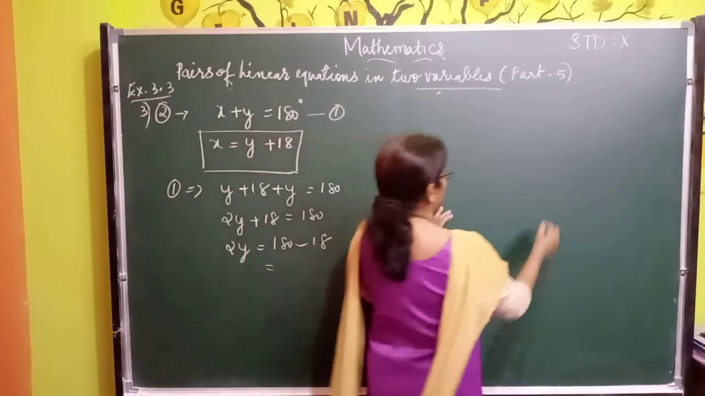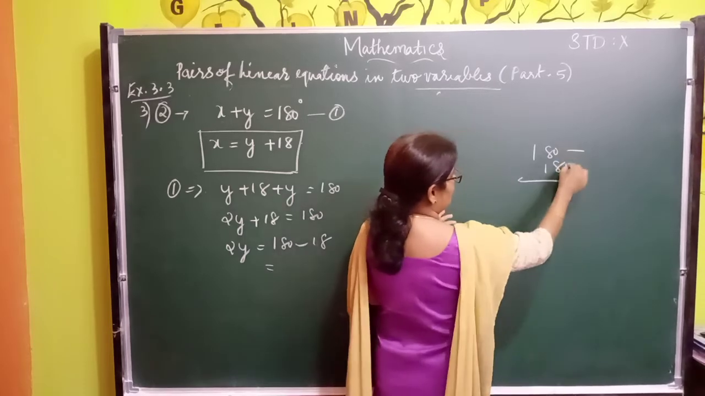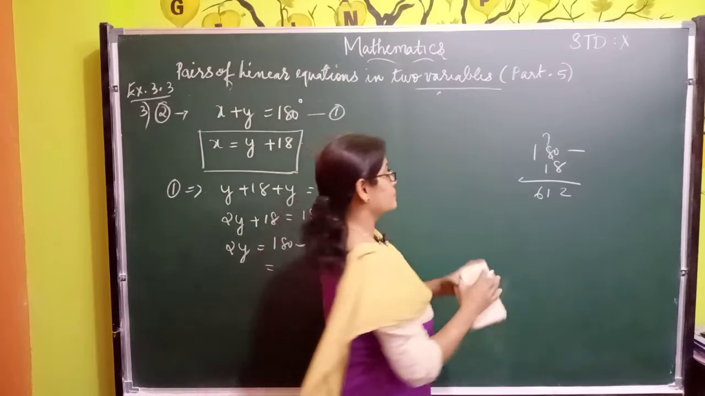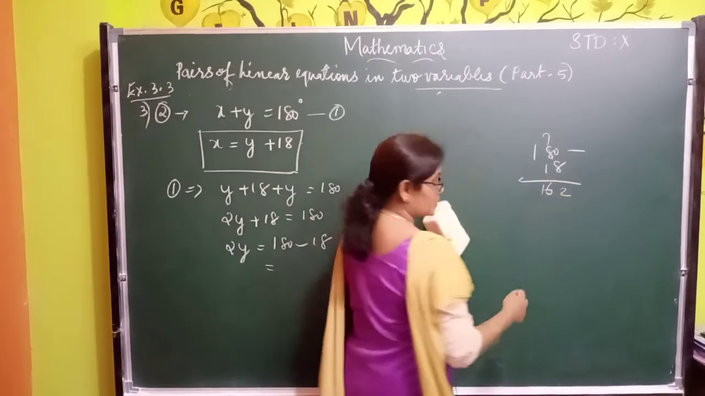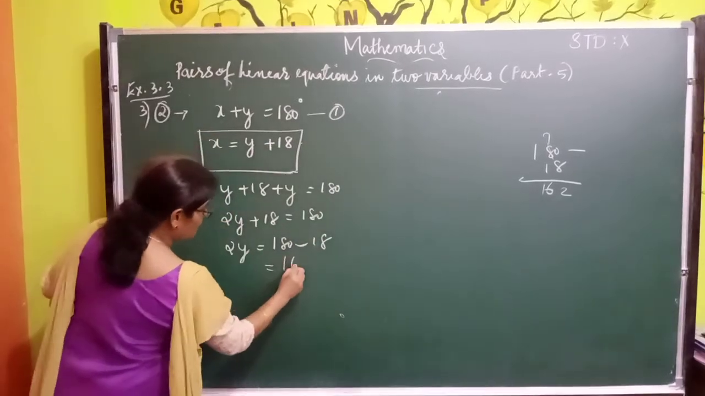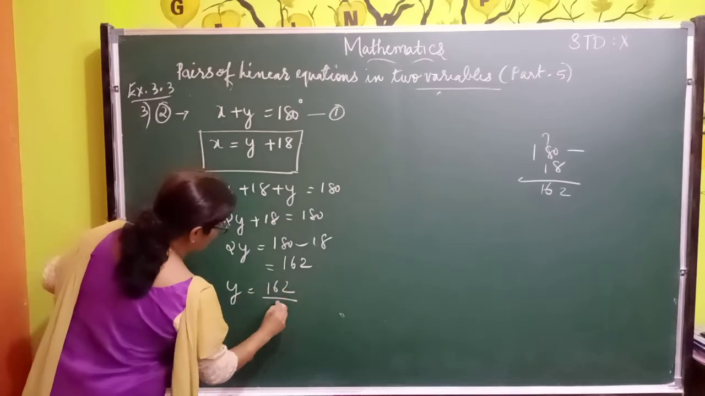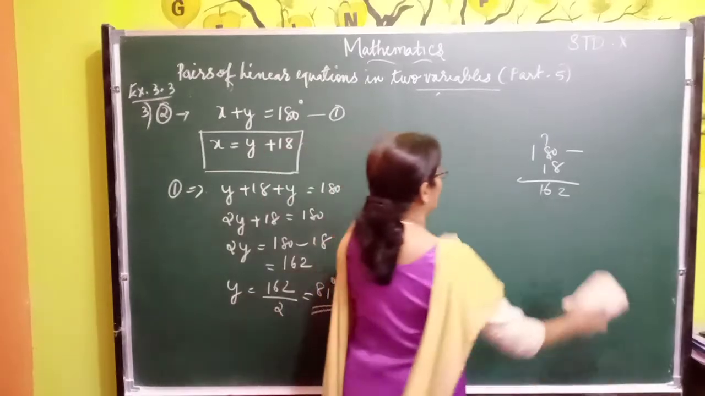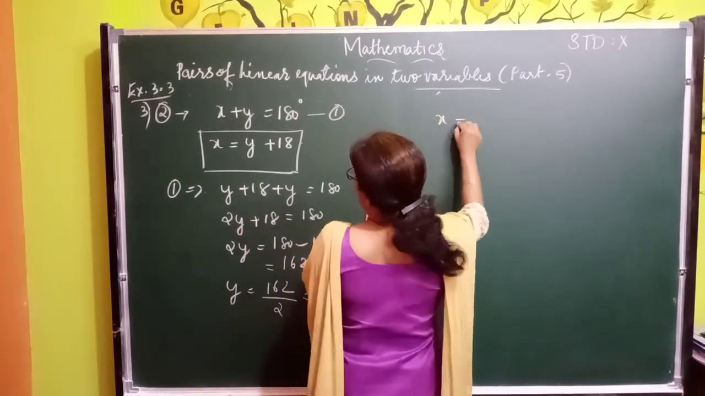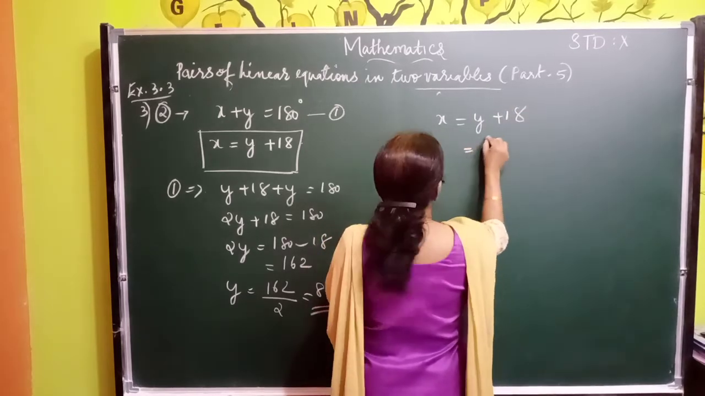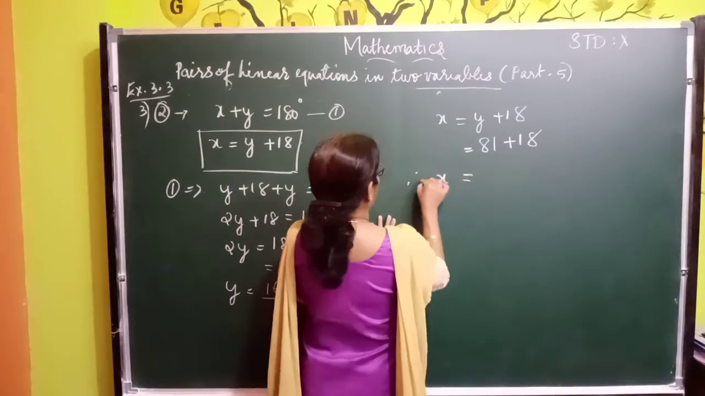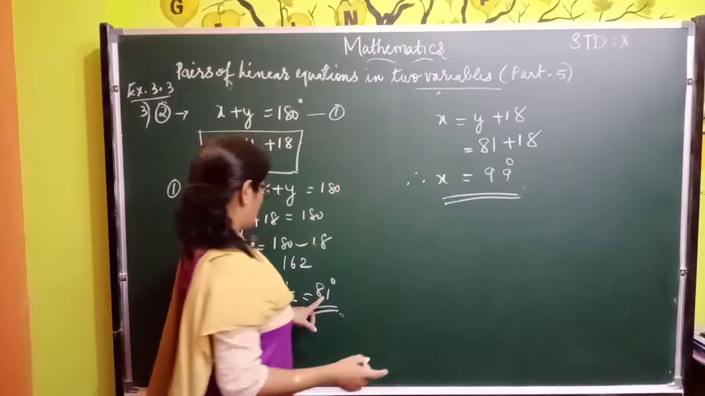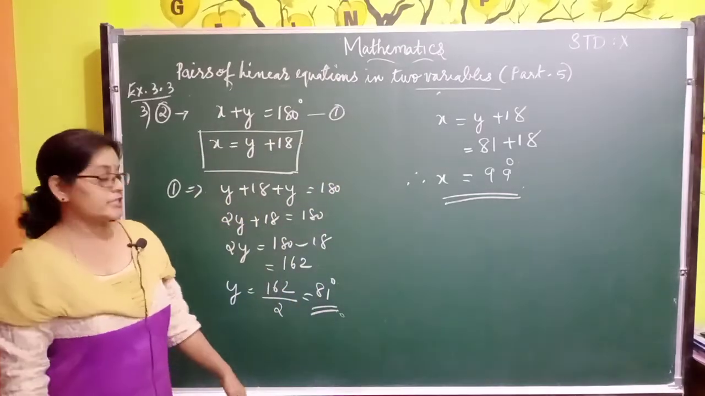What is it? I am very poor in subtraction. 180 minus 18: 0 minus 8 not possible, so 10 minus 8 is 2, 7 minus 1 is 6, 1. So 162, and y is equal to 162 by 2, that is 81 degrees. Now let us find x. x is equal to y plus 18, that is 81 plus 18. Therefore, x is equal to 99 degrees and y is equal to 81 degrees.